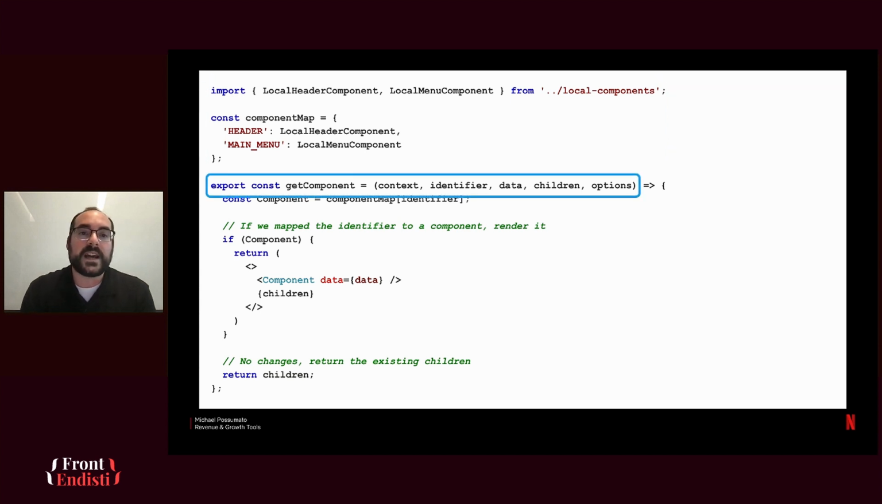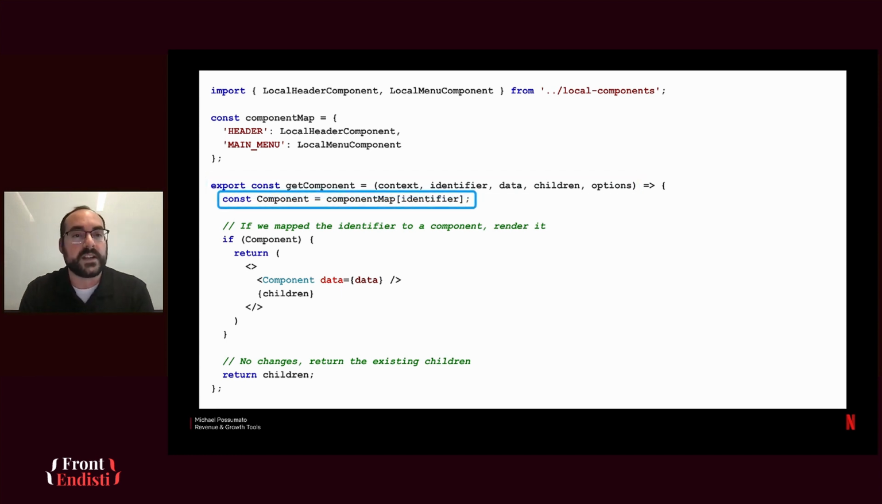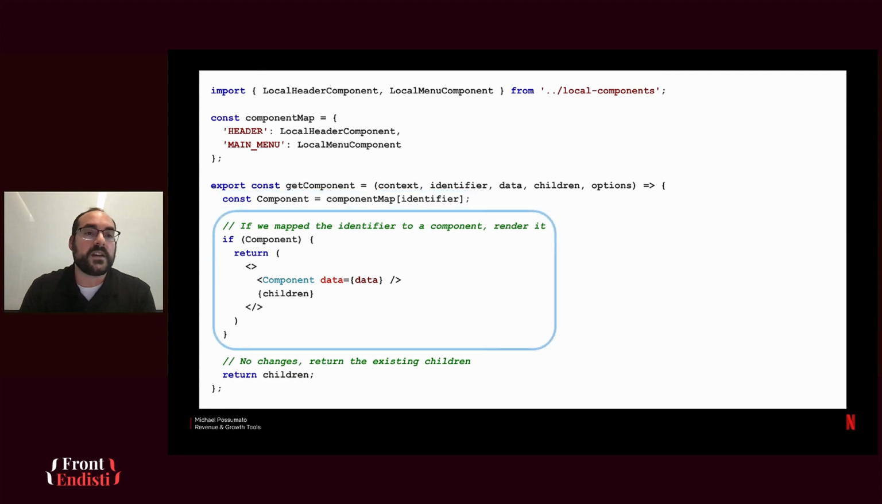So then when Lattice expects this method to exist, this get component method, it's going to pass in all of the information it has, which are those arguments. And the plugin would go ahead and would say, okay, I received an identifier. Do I have a matching component that I actually want to render into the page? And if it does, it will go ahead and return a fragment that consists of its own custom component, as well as the children that were passed in from the Lattice host.